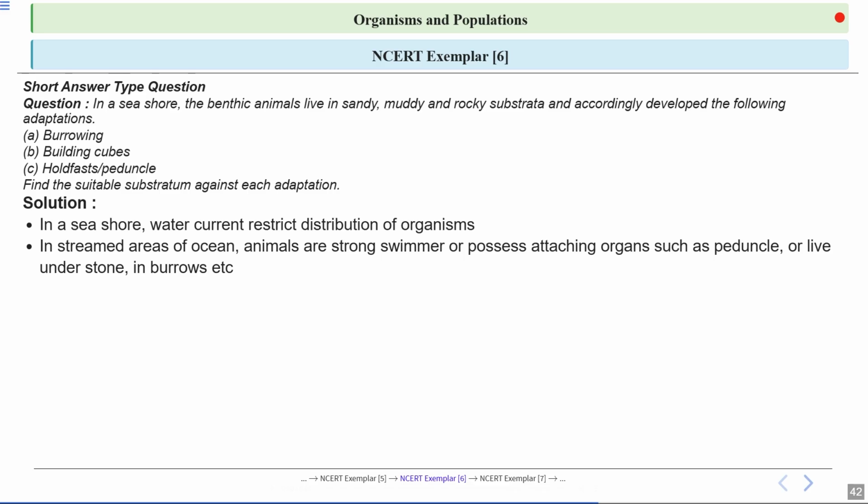Okay, now let's see how animals cope in areas with strong water flow. Some animals become strong swimmers, while others develop special structures to attach themselves to rocks or hide under the stones. Some organisms even dig burrows to stay safe.